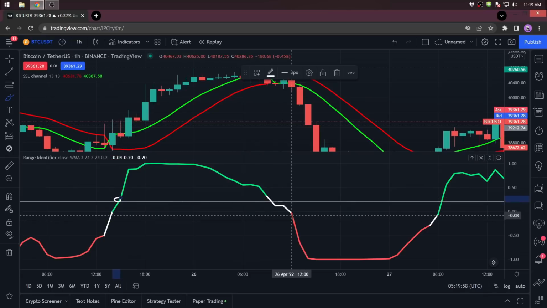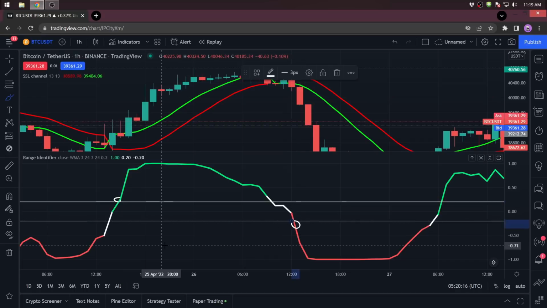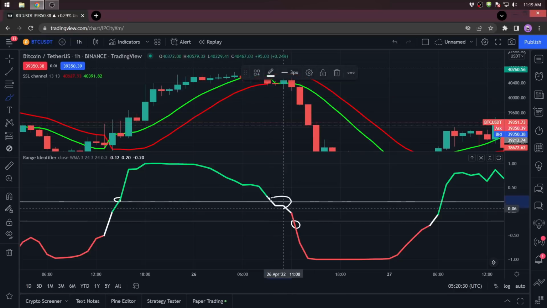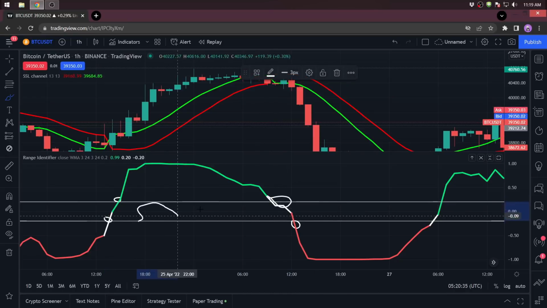And if the price stays below the lower threshold zone and the range line color we set to red, that means it's our sell signal. And remember, we avoid all trades if the range line color stays white and also the range line goes inside the threshold zone.